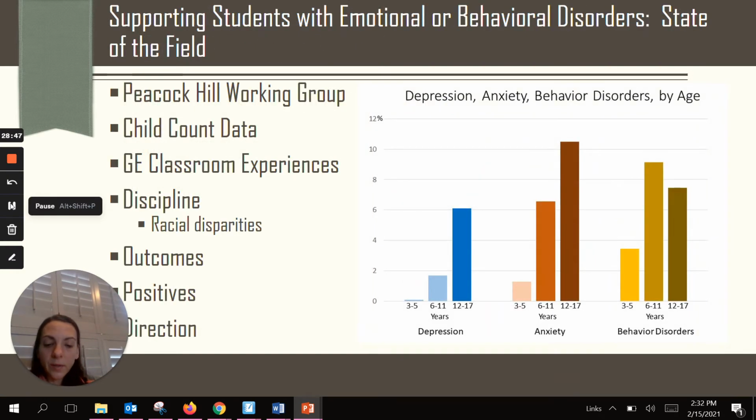The next article, Supporting Students with Emotional or Behavioral Disorders, the State of the Field. In 1991, a group called Peacock Hill did a study about the state of students with emotional and behavioral impairments. They found that 1% of school-age kids were eligible for emotional behavioral impairments under IDEA, but 14 to 20% of kids in general met that criteria, which means that only a third of those who need supports or services were being supported or serviced.